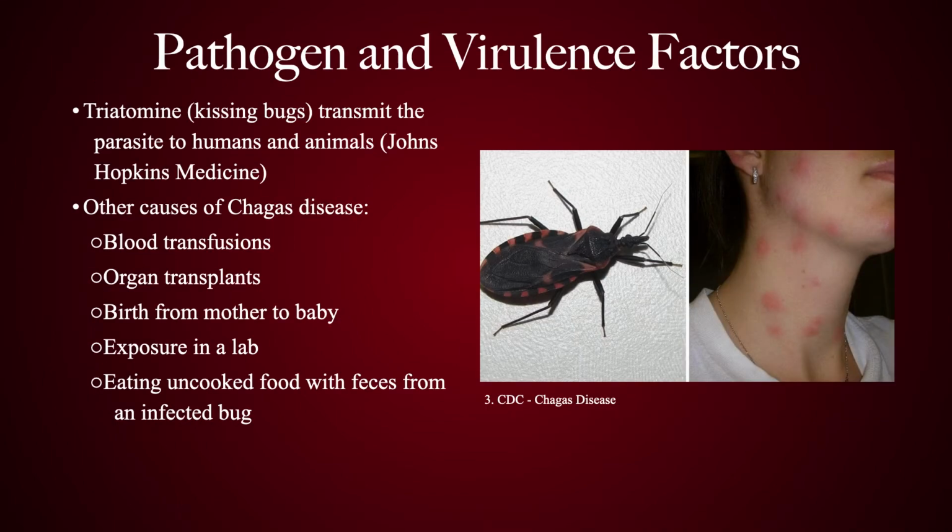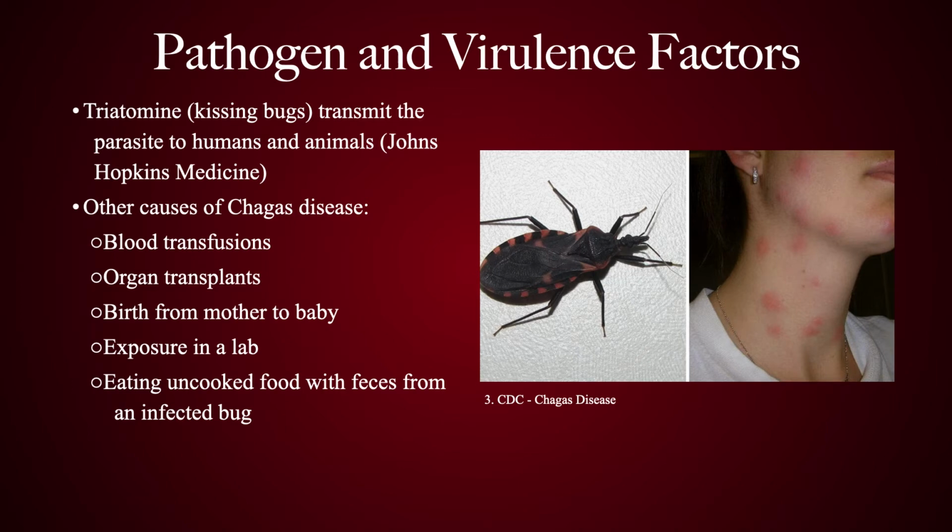So next I'll be talking about the pathogen and virulence factors. The bug that I am talking about is a triatomine bug and is known as the kissing bug, and it transmits the parasite to humans, according to the Johns Hopkins Medicine website. So I'm going to explain it to you. During the night, these kissing bugs feed on the blood of humans and animals, then defecate all over the body and in the places that they bit. So the feces are going into those little punctures in the skin.